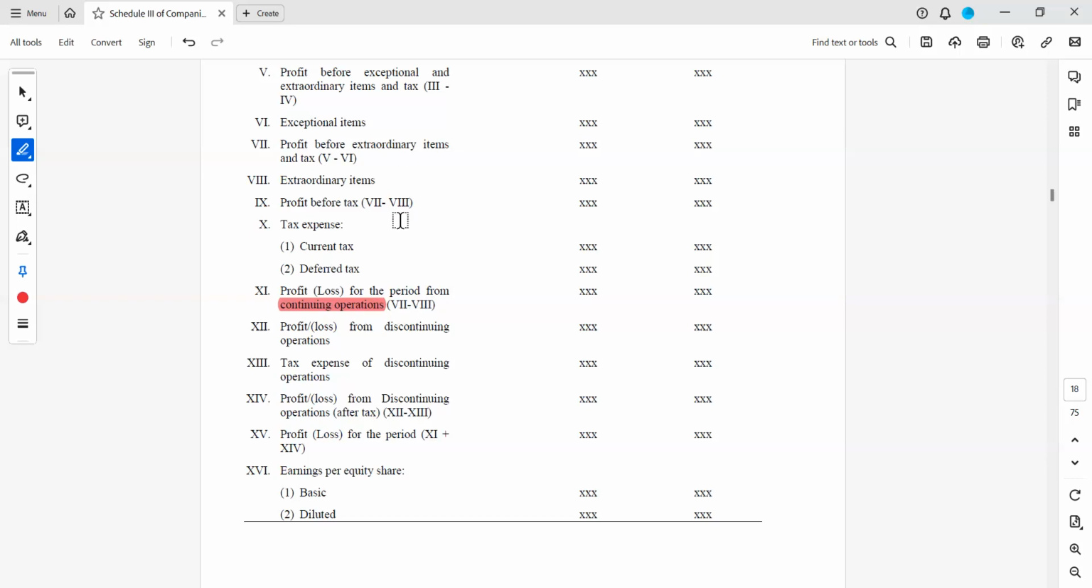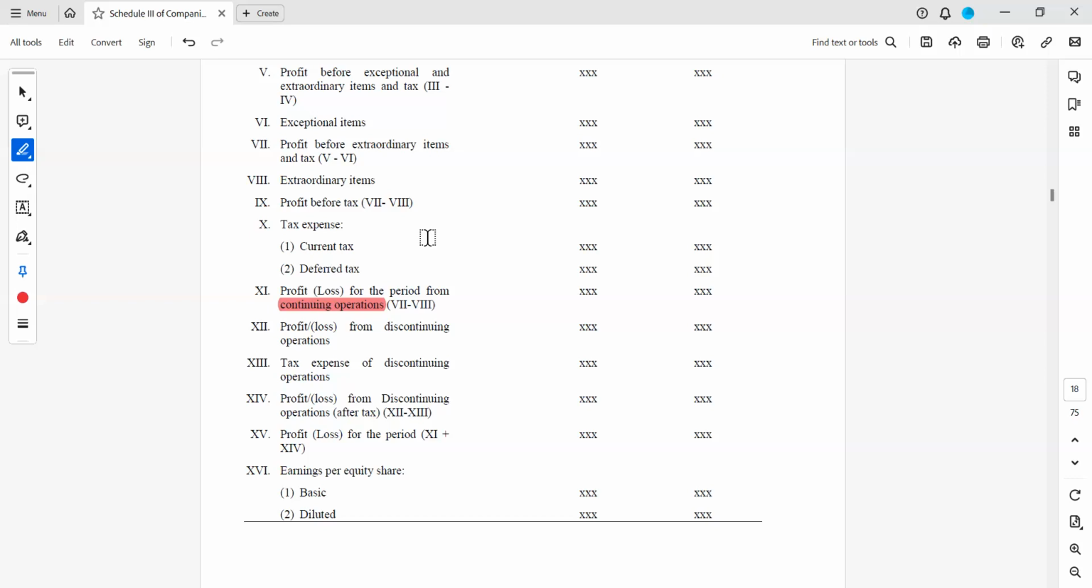if it is a year, or less than a year, continuing operations only is coming here. Then profit or loss from discontinuing operations is coming here. Tax expense of discontinuing operations is coming here. That means whatever you have reported, all the items above are of only continuing operations.